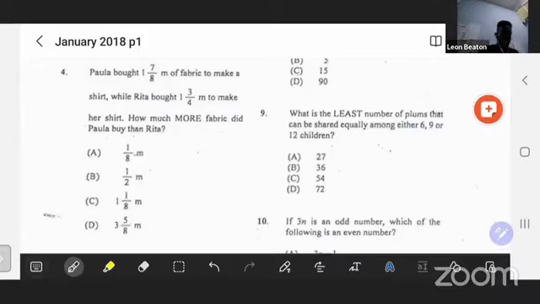So we see we just have to do some amount of subtraction here, nothing big and fancy. We want to find the difference between the amount of fabric that Paul bought and Rita. So we just find the difference and we just subtract. So we have, let me just open a note.